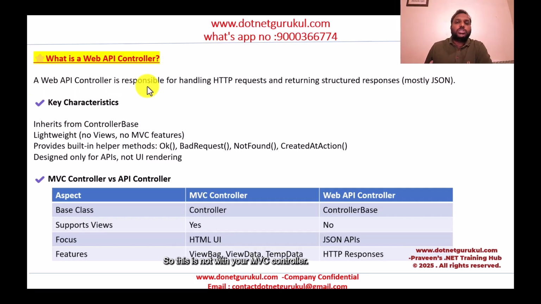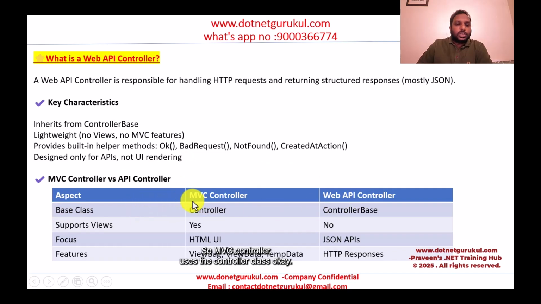This is not your MVC controller; this is your Web API controller. Web API controllers and MVC controllers have some functional differences. Basically, a Web API controller should inherit from ControllerBase. It is very lightweight, with no views and no MVC features, and has built-in helper methods like Ok with all the status codes. It is designed only for APIs, not for rendering.